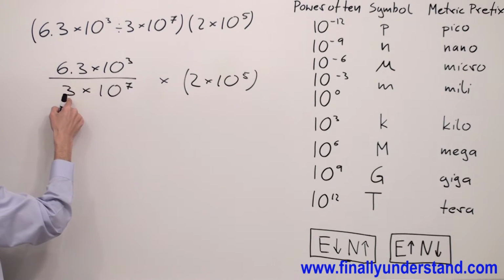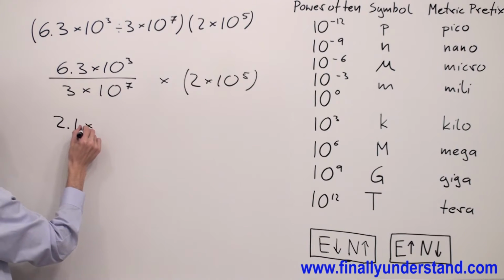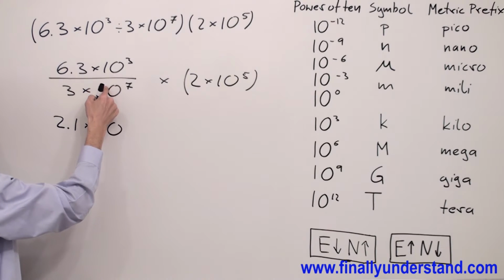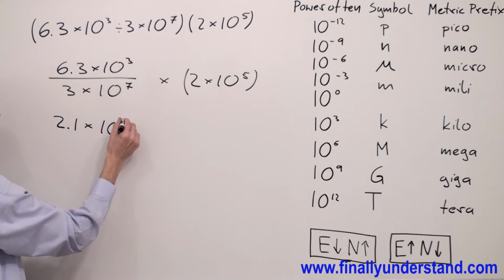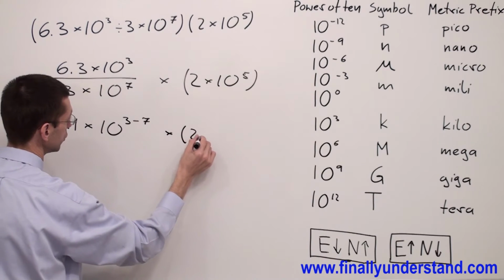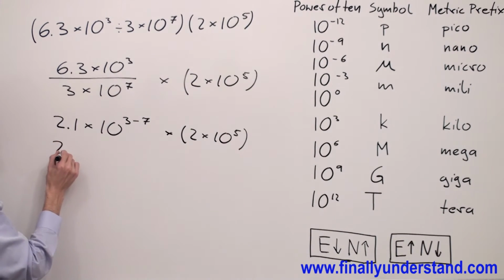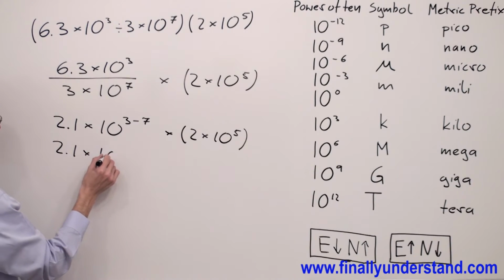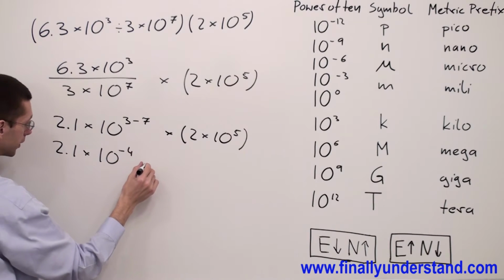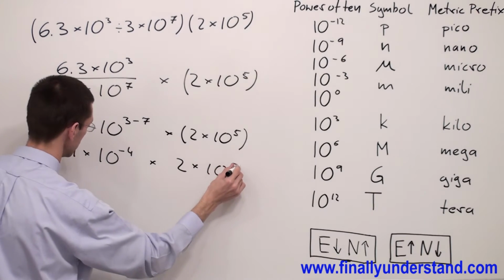6.3 divided by 3 is 2.1 times 10. Remember, anytime you divide numbers with the same base, you have to keep the base and subtract the exponents. I have 3 minus 7 times 2 times 10 to the fifth. 2.1 times 10, 3 minus 7 is negative 4, times 2 times 10 to the fifth.